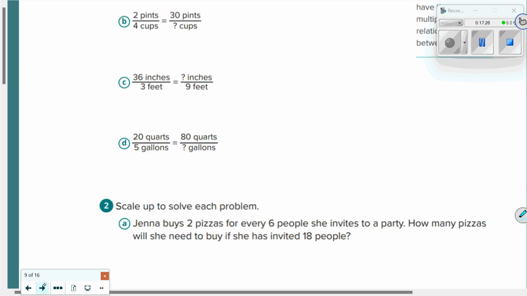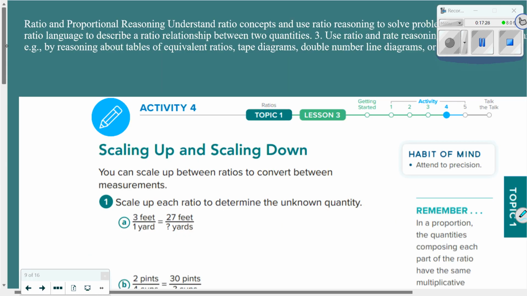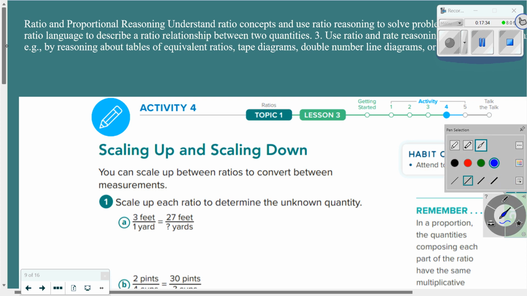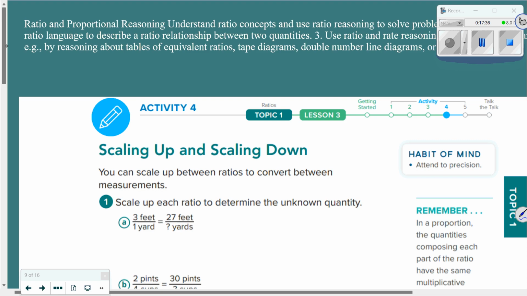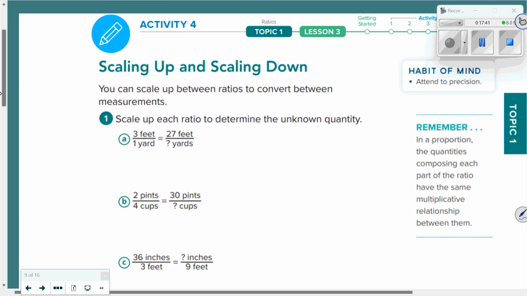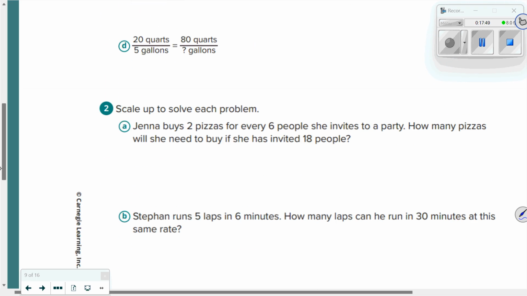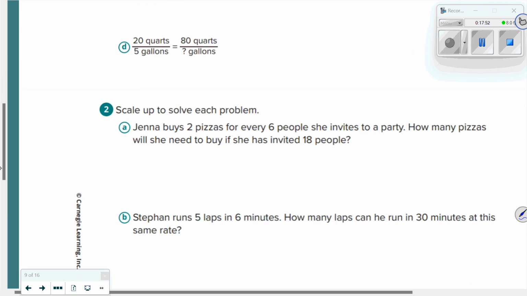Okay, here's where we're going to skip a page. Let's go to page 203. Most of you, this machine decided you wanted to skip a page. Wasn't important. So we're going to practice on scaling up. We want you to scale up each ratio to determine the unknown quantity. You've got 4 problems to do that, and then you're going to do 2 word problems that are also scaling up. So we've got 6 problems to do. We're going to get about 7 minutes. The first ones are not hard.